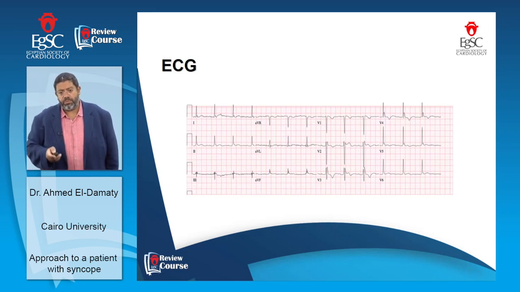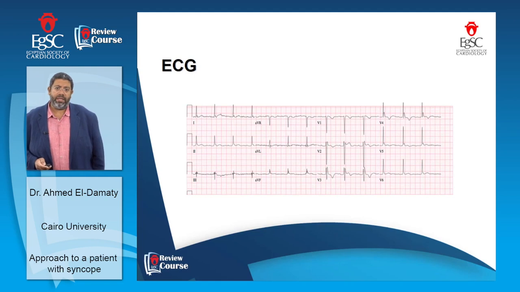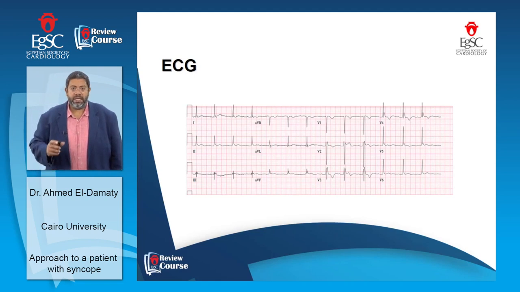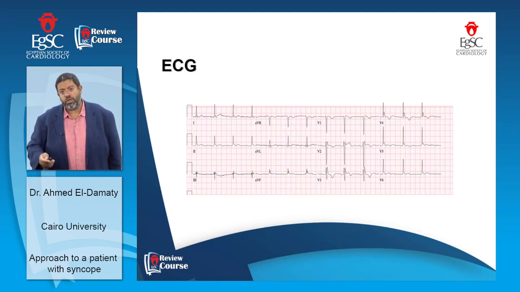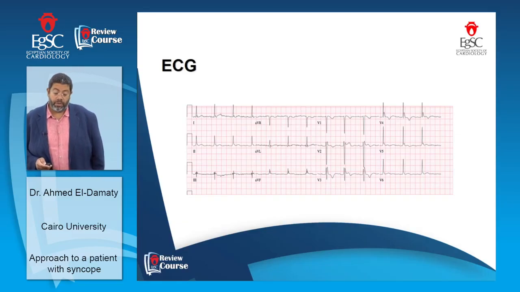And if you look at the right precordial leads here, you will note a saddle shape ST segment elevation that could point to a Brugada syndrome, type 2 or 3, depending on the ST elevation degree, be it more than 2 millimeter, speaking of a type 2, or less than 2 millimeter, speaking for type 3.